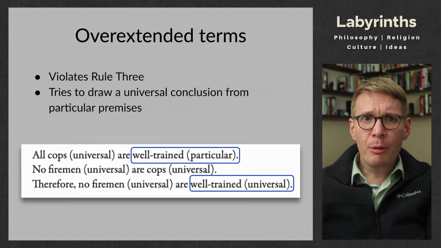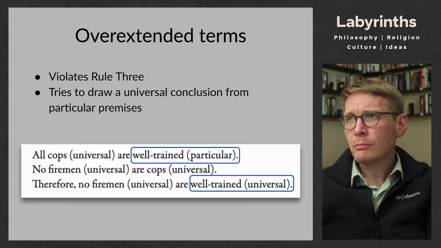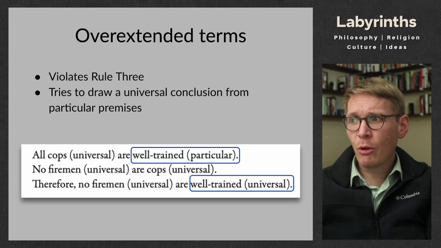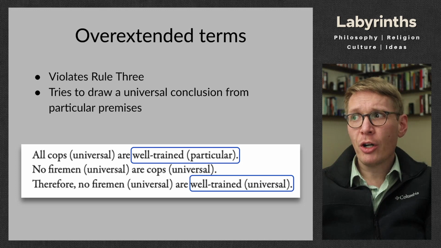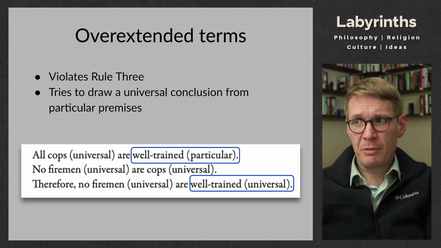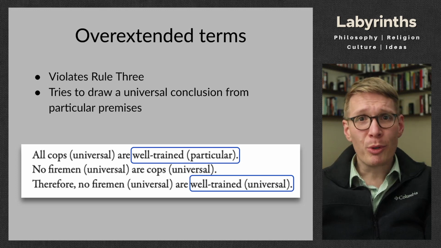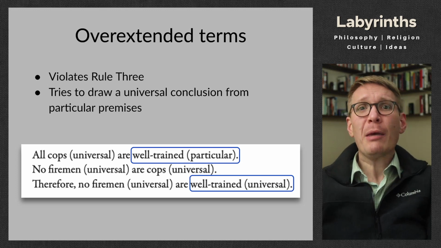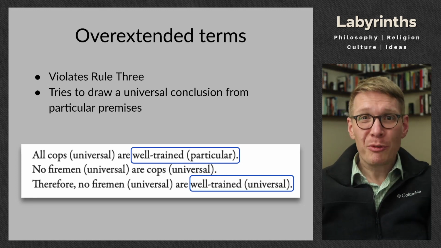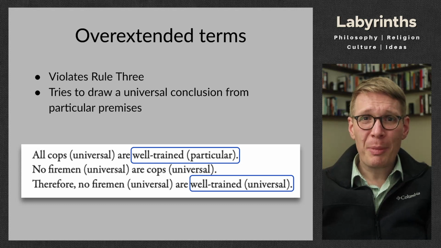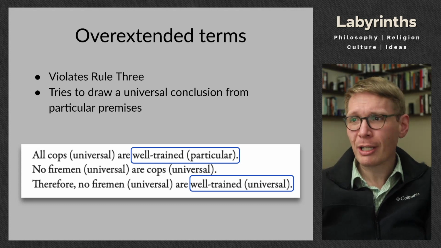Two more cases here pertaining to rules 3 and 4. Violations of Rule 3 are what we call overextended terms. And this is when we try to draw a universal conclusion from a particular premise. Right? So this is like, I met one person from Canada, I didn't like him, therefore I don't like anyone from Canada. Right? This is a kind of paradigm case of bad logic.